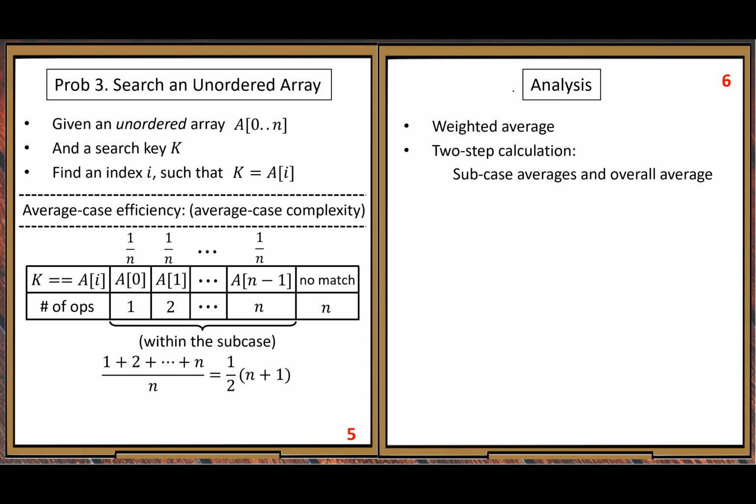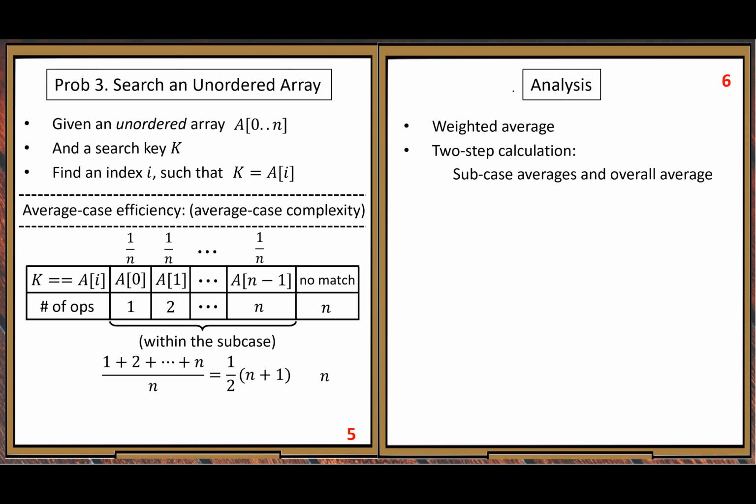All right? No match subcase, only one subcase, right? Only one to be considered. So that means its average is also n. So that's easy, only n. Okay?